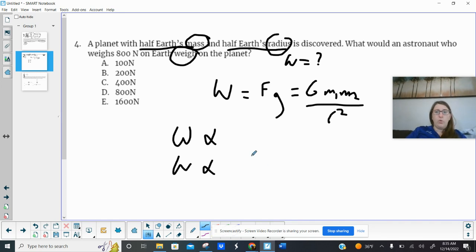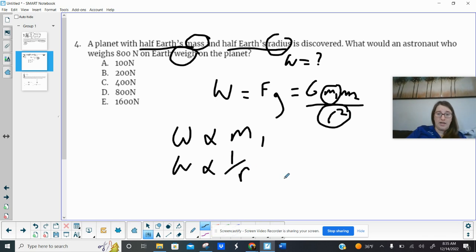The mass one should have been quick because mass is just in the top and there's nothing on it. Mass 1, there's no squares, no square roots. So however I change mass 1, I'm changing the weight the exact same way. But the radius has two things. The radius is not only in the denominator, but it also has a square on it.